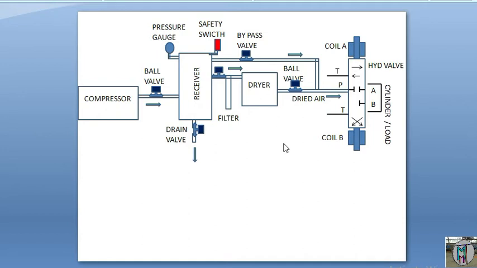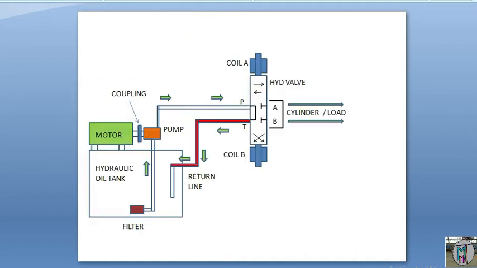Now we will talk about our hydraulic system. This is the hydraulic tank, and one motor, and this is the pump, and this is the coupling between the pump and motor. When we fix the motor, we need a coupling. So motor and pump are joined with one coupling. When the motor rotates, the pump will rotate. So this is the filter for the hydraulic tank. Your oil will be filtered by this filter.